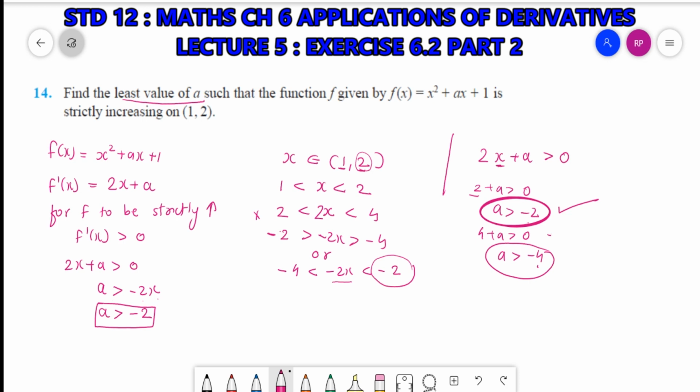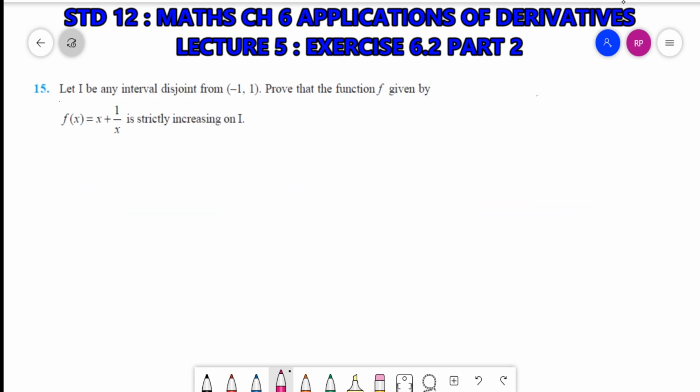Now let's move to the next, that is question number 15. Question 15. Let I be an interval disjoint from minus 1 to 1. Prove that the function f given by f(x) equal to x plus 1 by x is strictly increasing on I. Now see here, I is disjoint. Means I is any interval that does not contain this interval. So I can write it down that x does not belong to minus 1 to 1.